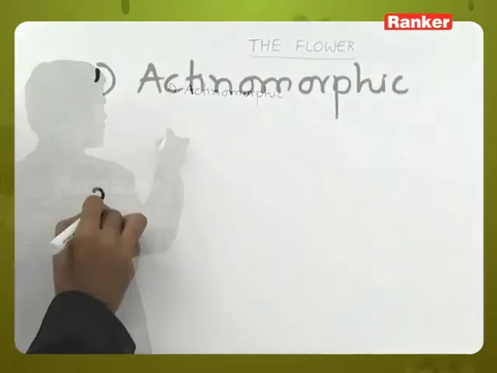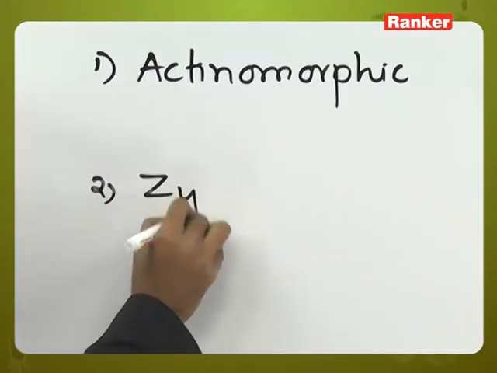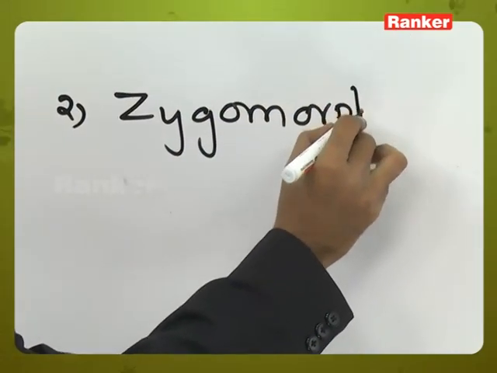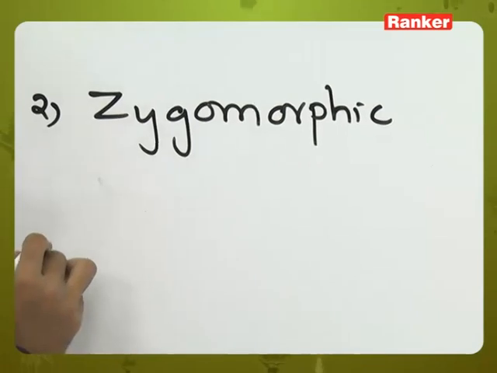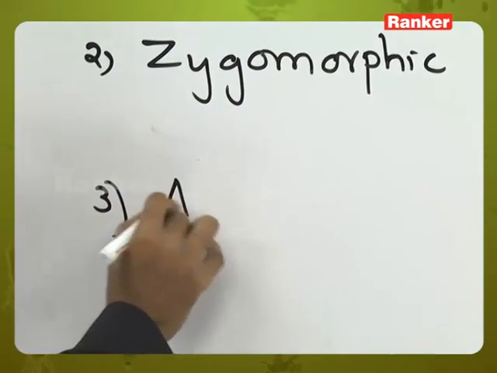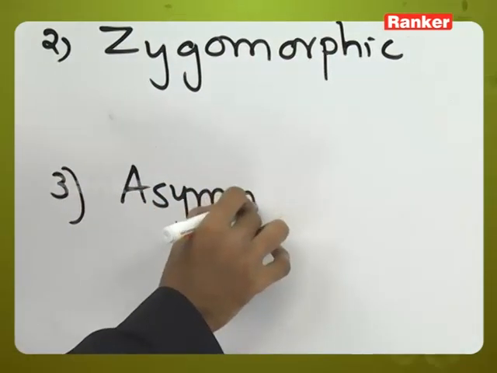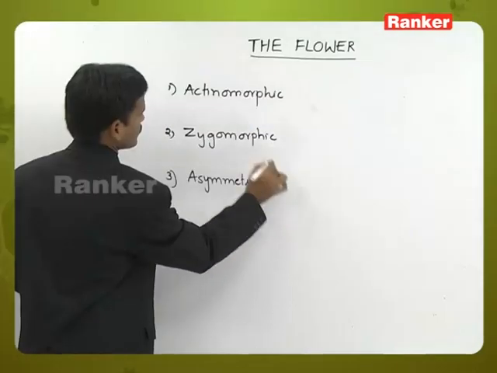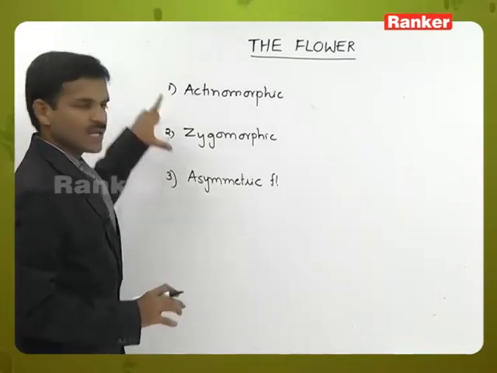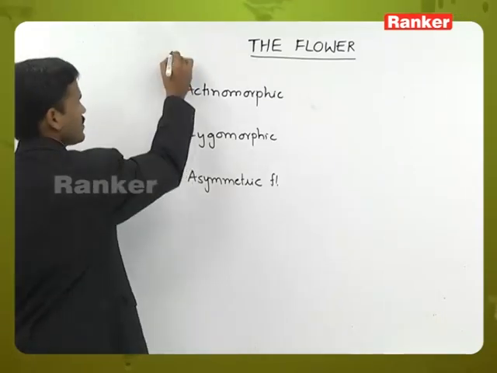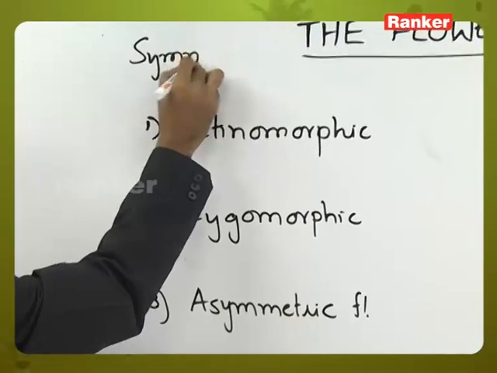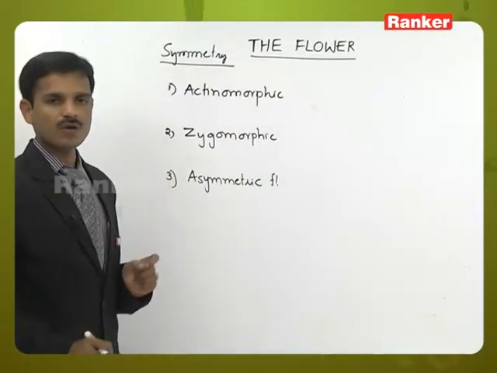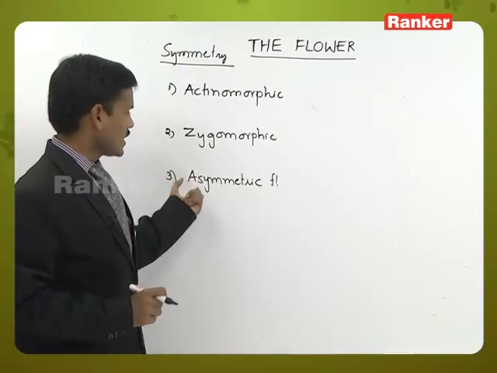And second one is zygomorphic. And the third one is asymmetric flower. So based on the symmetry, these are of different types: actinomorphic, zygomorphic, and asymmetric flower.